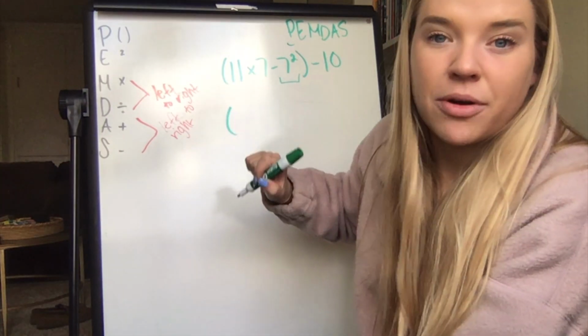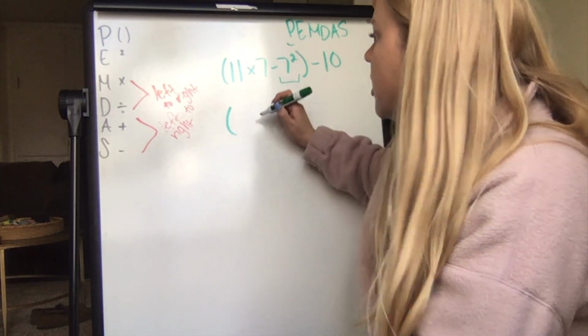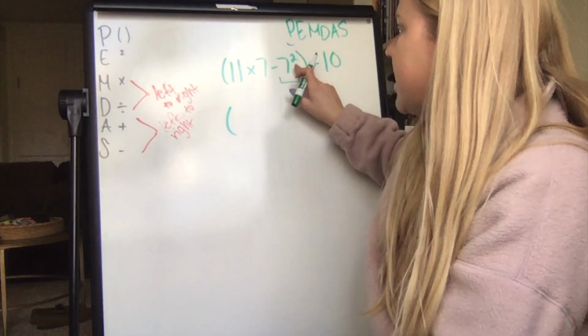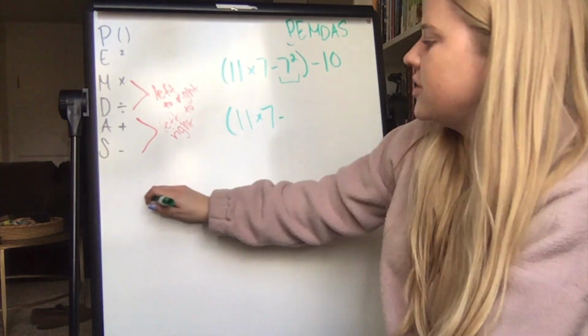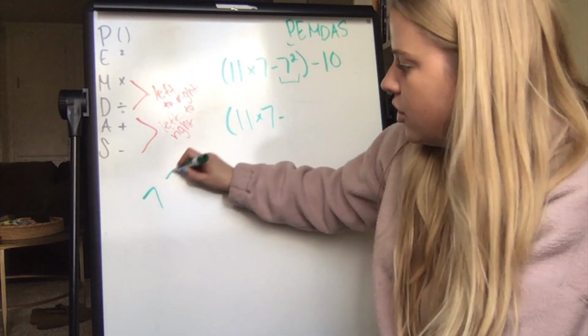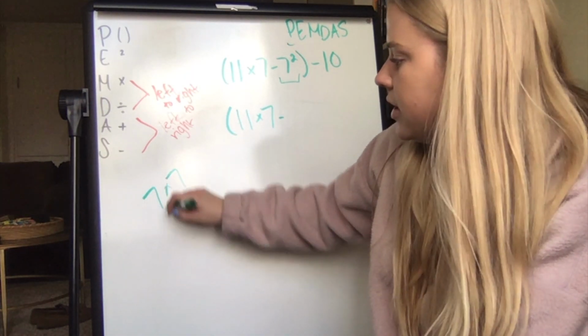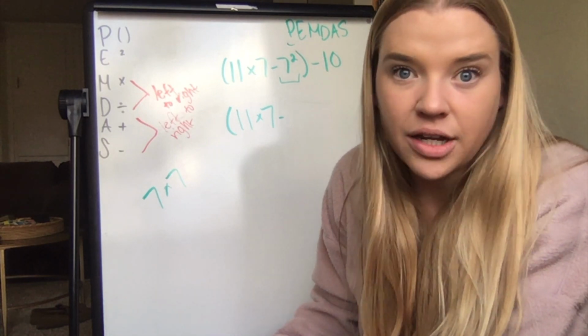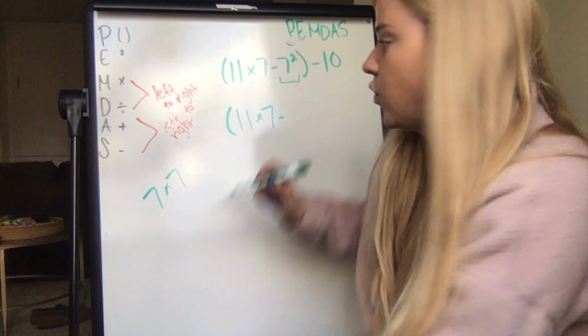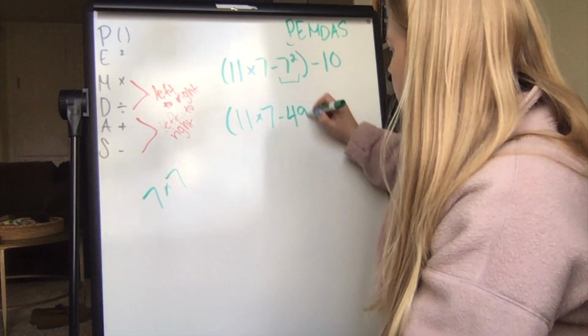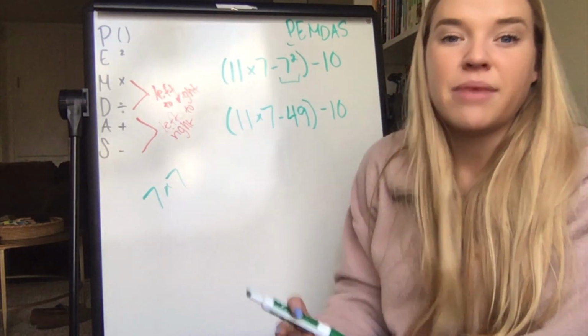I still have to keep my parentheses because I have not solved everything within. So the only thing I'm going to be changing is the 7 squared. So I have 11 times 7 minus 7 squared. 7 is my base, written 2 times. It's repeated multiplication, so 7 times 7, which is 49. So 7 squared is the same thing as 7 times 7, which is 49. And then I'm going to bring the rest of my problem down.